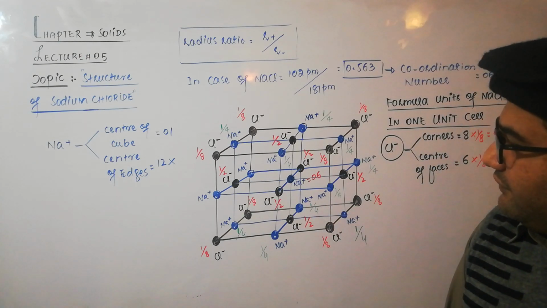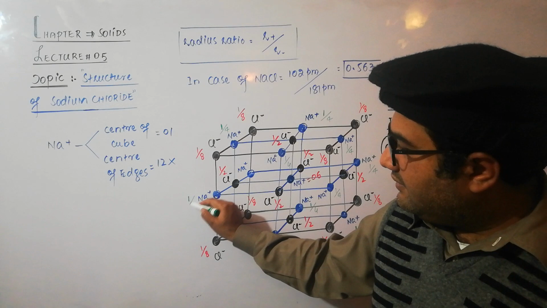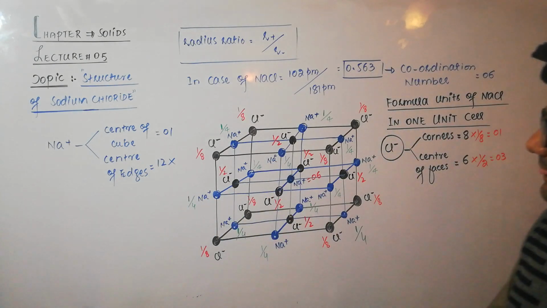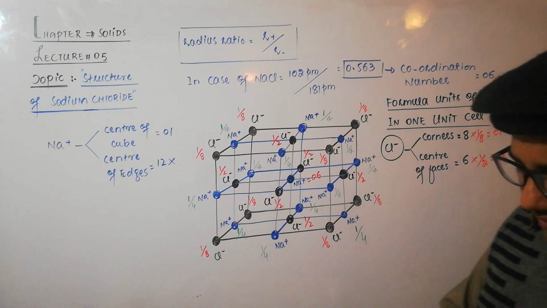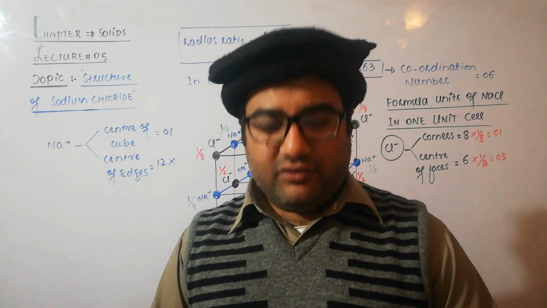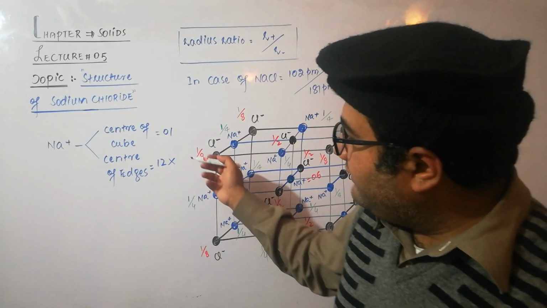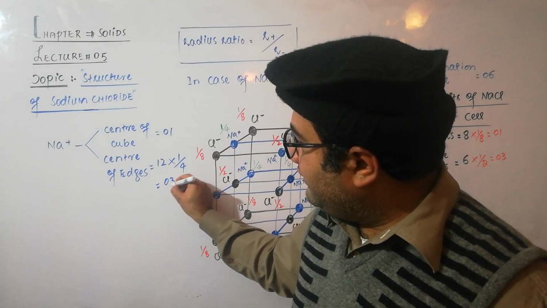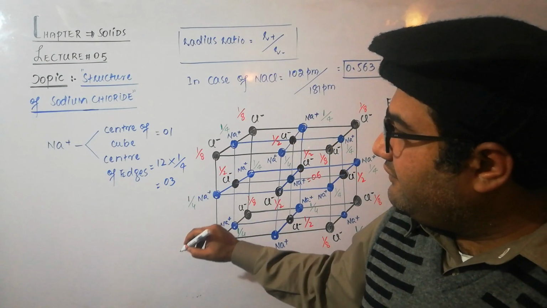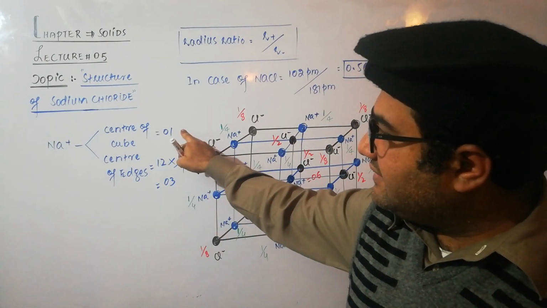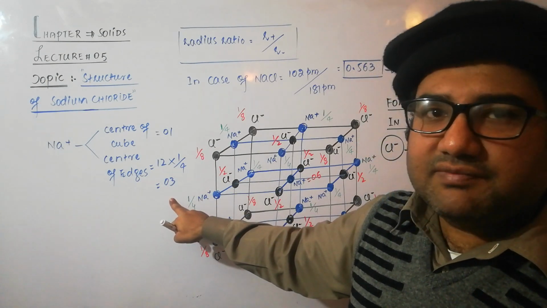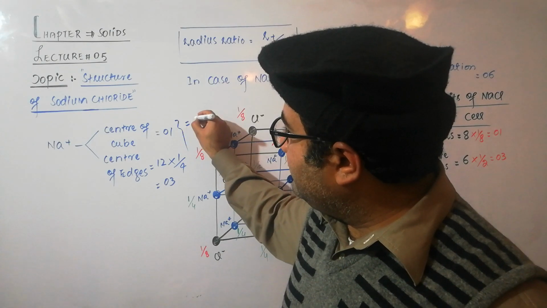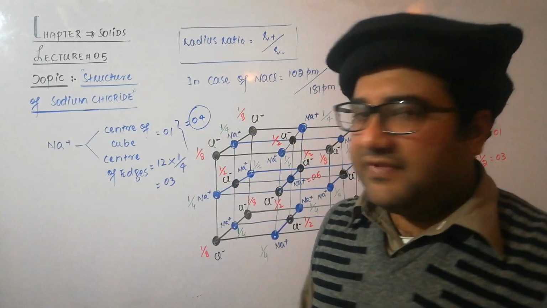When you write 1 by 4 with every sodium ion, it will be written 12 times. So there are two ways. Either add 1 by 4 twelve times or simply multiply 12 with 1 by 4. The answer will be 3. So how many sodium ions will there be in one unit cell? 1 at the center of the cube and 3 with respect to the centers of the edges. So the total sodium ions per unit cell are also 4.